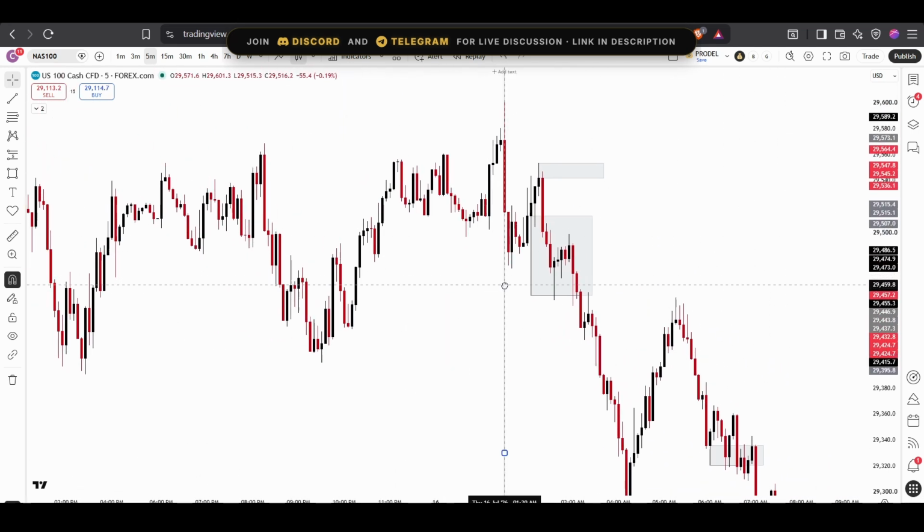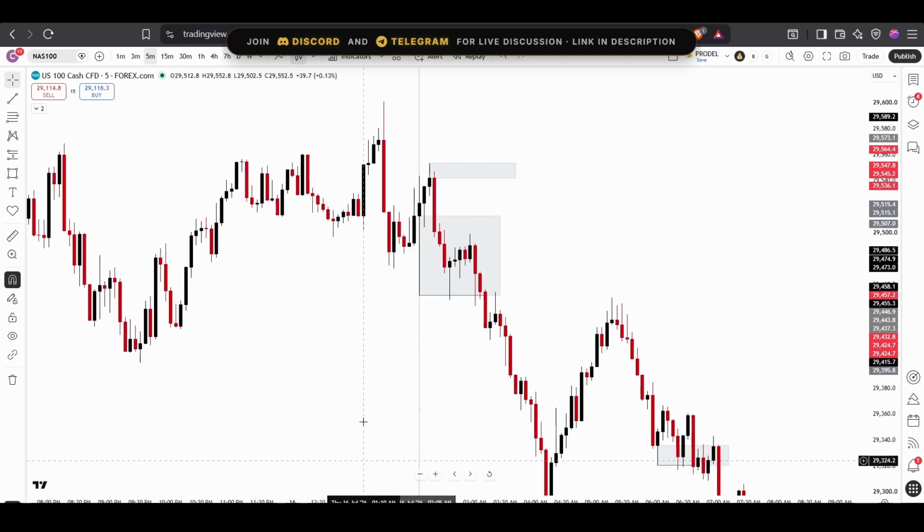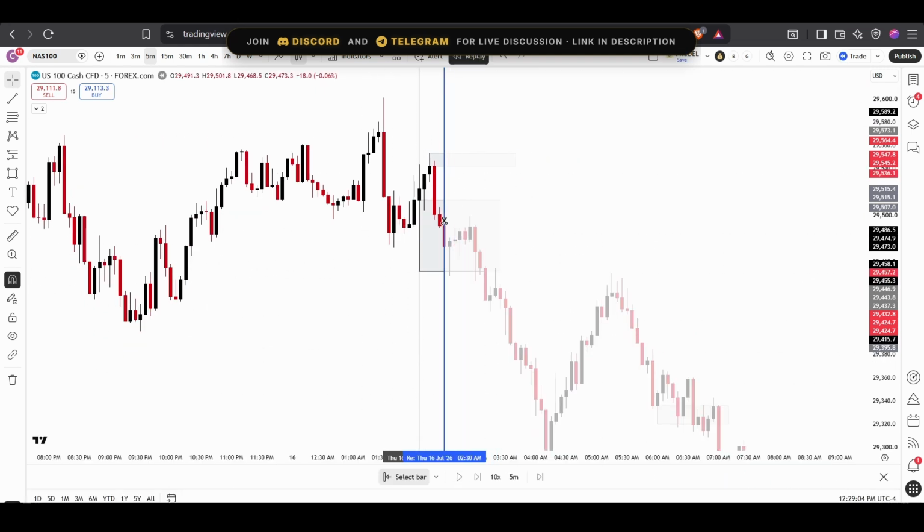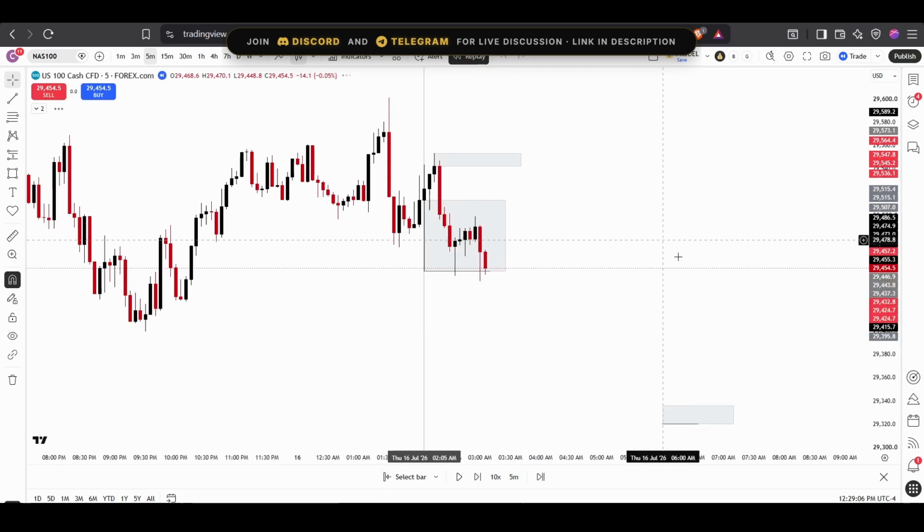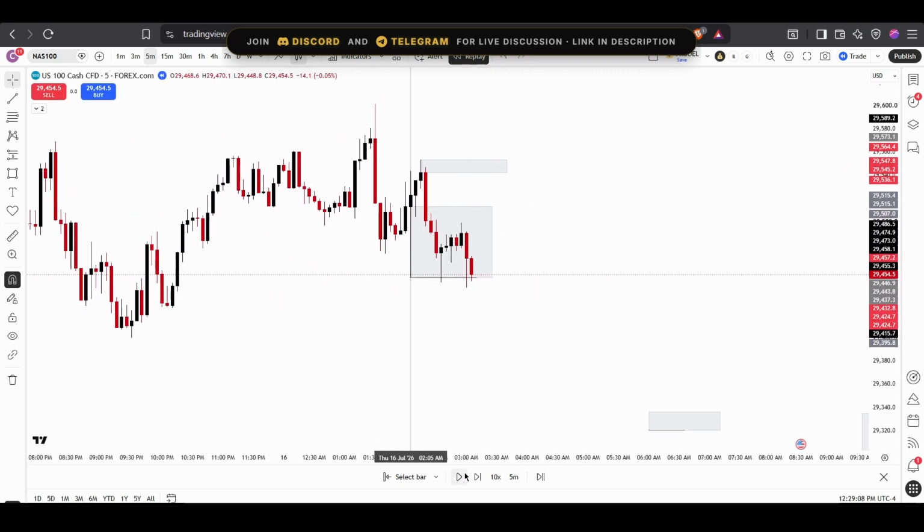On the Nasdaq, I suggest you trade after 2 a.m. The structure is from after 2 a.m. If you see here, we got the fresh breakup structure to the downside. Here you can see our support become resistance level, and this is our apex level. Let's go to the 1 minute time frame.